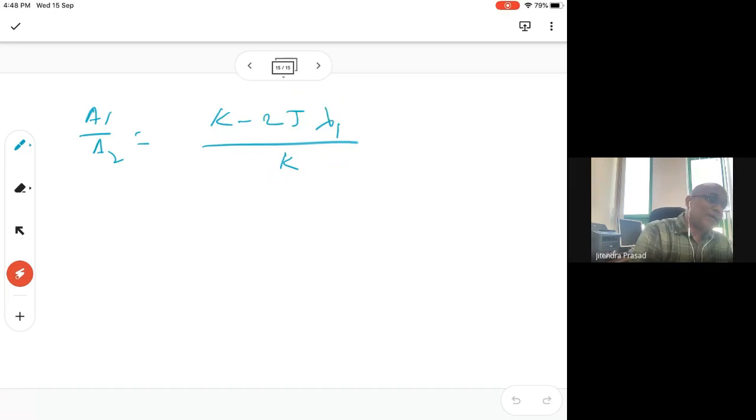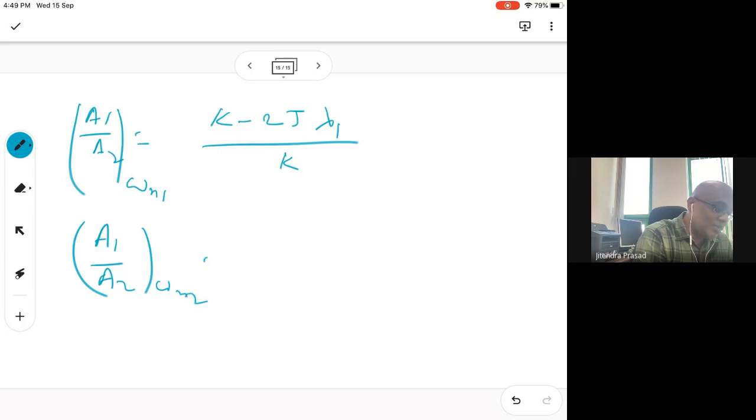Now, depending on the value of lambda 1, you will get either positive or negative. So for this, a1, a2 will tell you these are the normal modes basically. So this you get for the first one. Similarly, you can get it for the second one. So this is a1 over a2 equal to this, associated with omega n1, right? And similarly a1 over a2 associated with omega n2 will be equal to k minus 2j lambda 2 here, right?